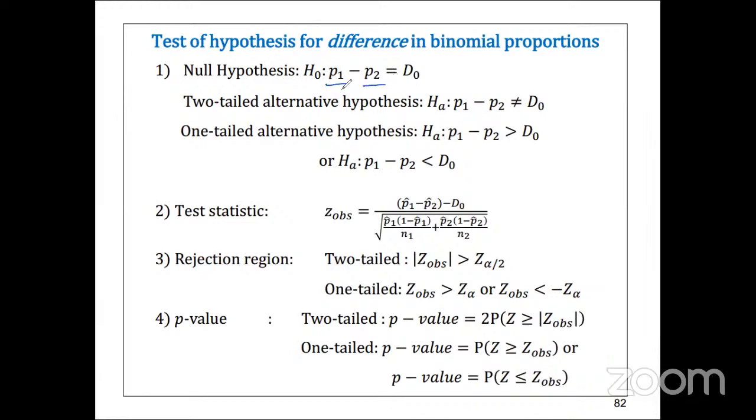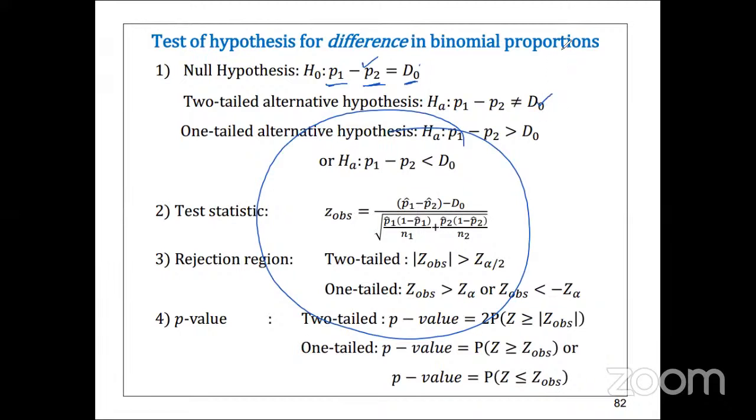P1 and P2 are the proportions for two populations, you can say. So the proportion difference between the two is, suppose, some T0. Again, all these things will be taken care of by software, but you have to set up the hypotheses, the null hypothesis and the alternative hypothesis.